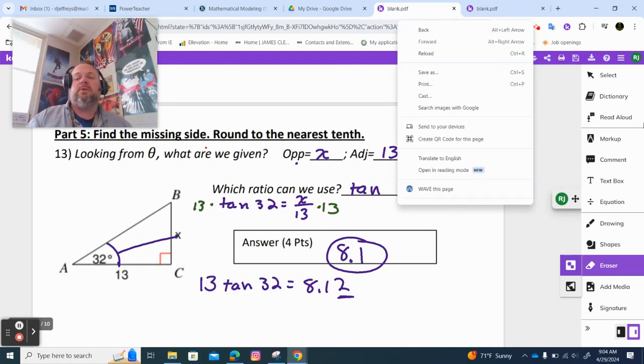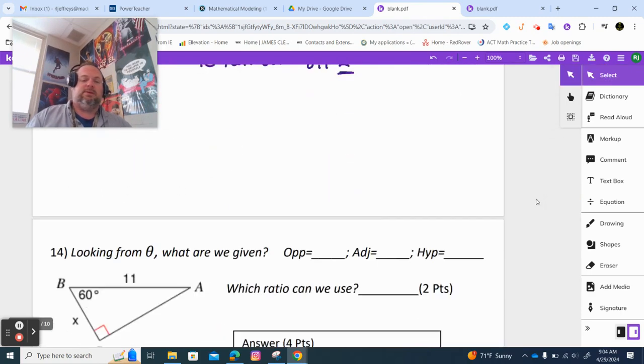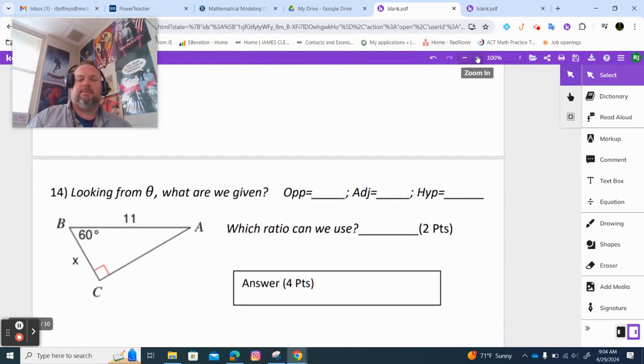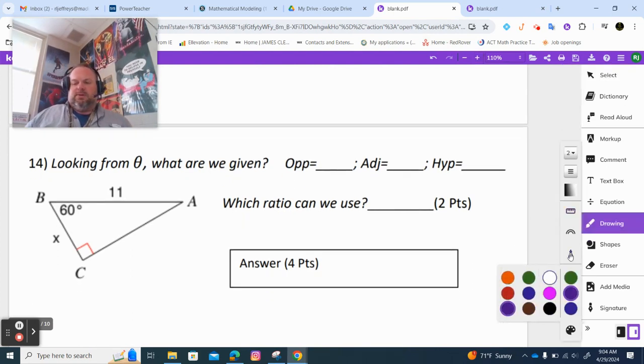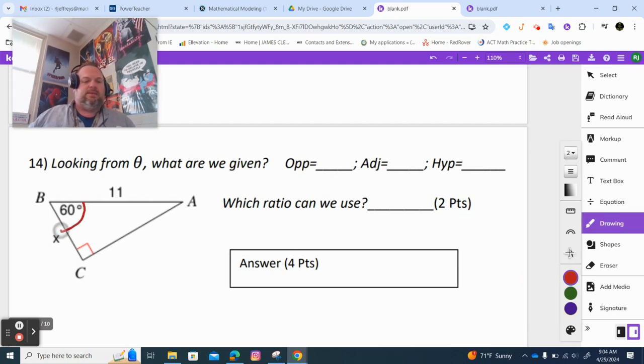All right, rolling with the homies. All right. That was purple. All right. So this is B. Opposite, we don't know. Adjacent is X. Hypotenuse is 11. Which ratio do we use that deals with adjacent and hypotenuse? Cosine. So the cosine of 60 degrees is X over 11.